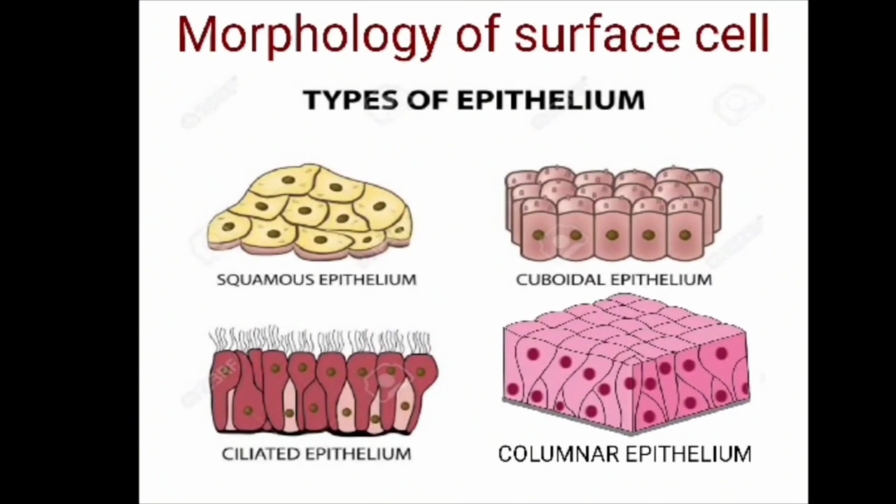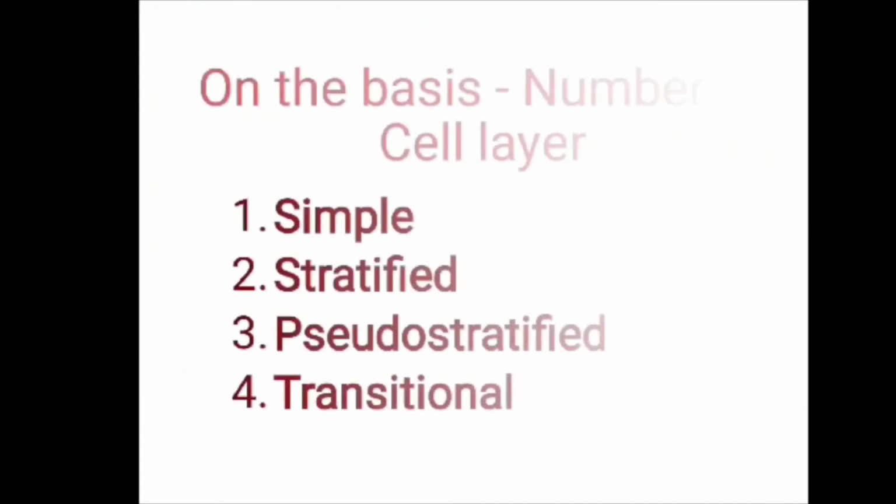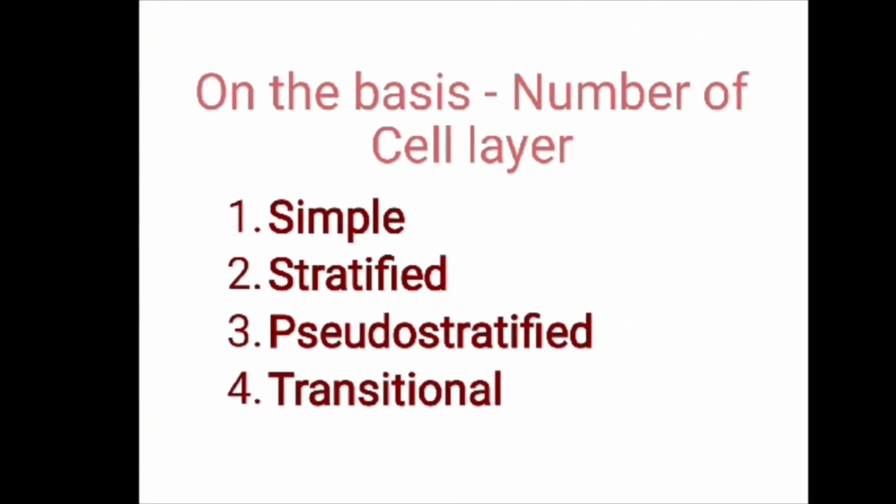Firstly, according to morphology, meaning shape of the cells. Squamous epithelium, they have flattened shape. Cuboidal epithelium, the length and breadth are same. Then in ciliated epithelium, they have cilia on all the cells. Then in columnar epithelium, the length is more, that is, height is more than the breadth. On the basis of number of cell layers, that is simple, stratified, pseudostratified and transitional.